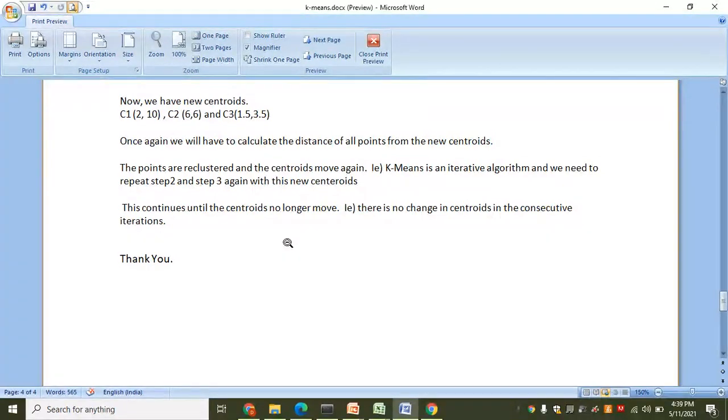What it means is that there is no change in centroids. The C1, C2, C3, here there is a change in the centroids. Here there is no change in centroid C1, but there is a change in centroid C2 and C3. There should be no change in the centroids in consecutive iterations. That is all about this video.